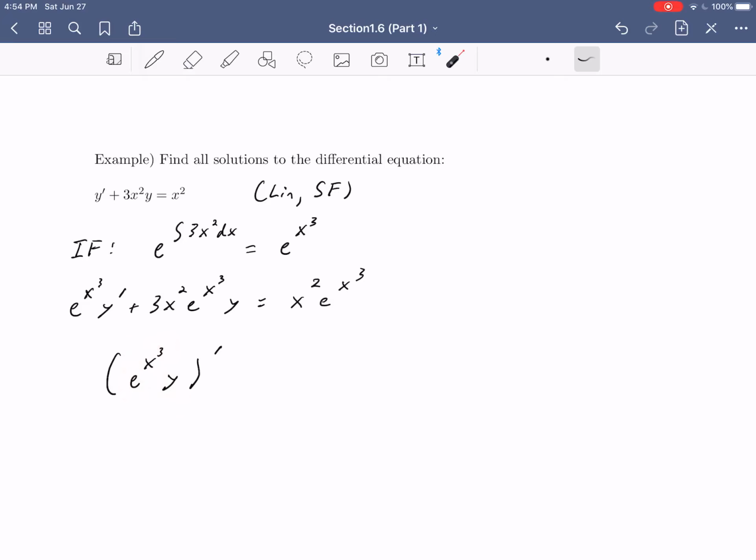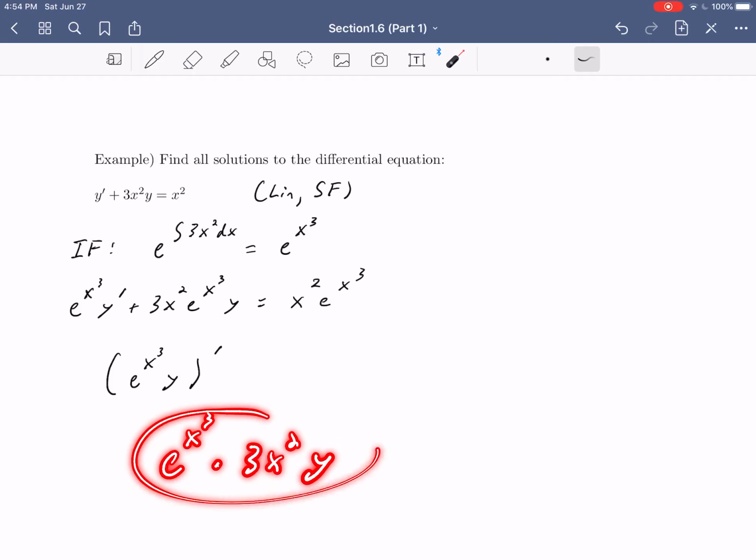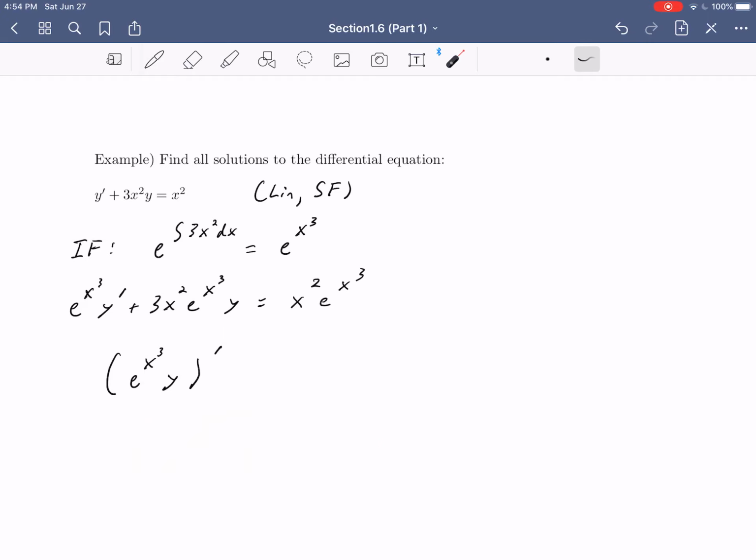Can you manually check this? Sure. You take the derivative, apply it to the e^(x^3). That's going to be e^(x^3) times the derivative of x^3, which is 3x^2, and then times y. Notice that that's that term. And then you distribute the prime to the y, and you get e^(x^3) y'. That's this term. So this is exactly the derivative with respect to x of this product. So we have this equal to x^2 e^(x^3).